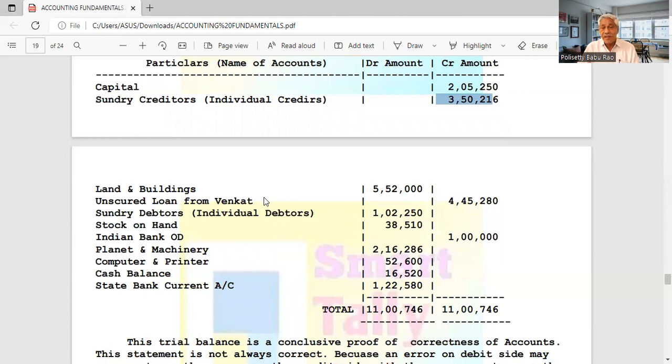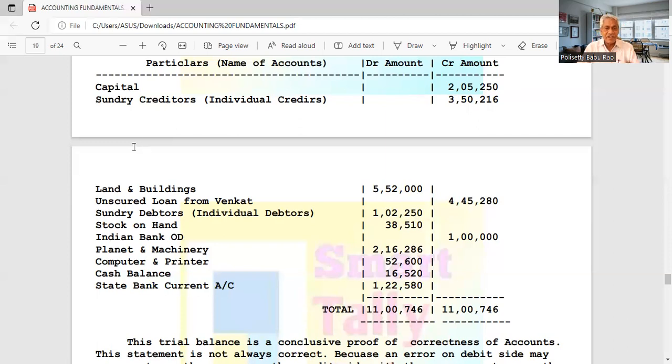Then unsecured loan from Venkat. From Venkat, we have taken an unsecured loan. Whether secured or unsecured, we have taken a loan. It is a liability to us because he is a creditor. So here, he is a creditor and the sundry creditors are also there. Sundry creditors are related to the business goods. From whom we purchase the goods, they are called sundry creditors. He is also a creditor, but he is not a business creditor. We have taken a loan from him, so it is written separately as loan from Venkat. We don't include it in sundry creditors, because sundry creditors means those who sold goods to us.